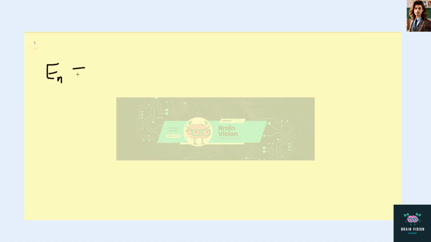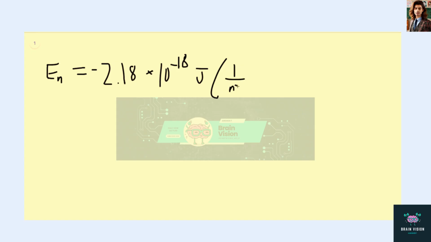So this question asks us to derive Rydberg's equation from the quantum mechanical equation that is similar. So we start with the quantum mechanical equation, which is En equals negative 2.18 times 10 to the minus 18th joules times 1 over n squared, where n equals 1, 2, 3, etc. It can be any integer.